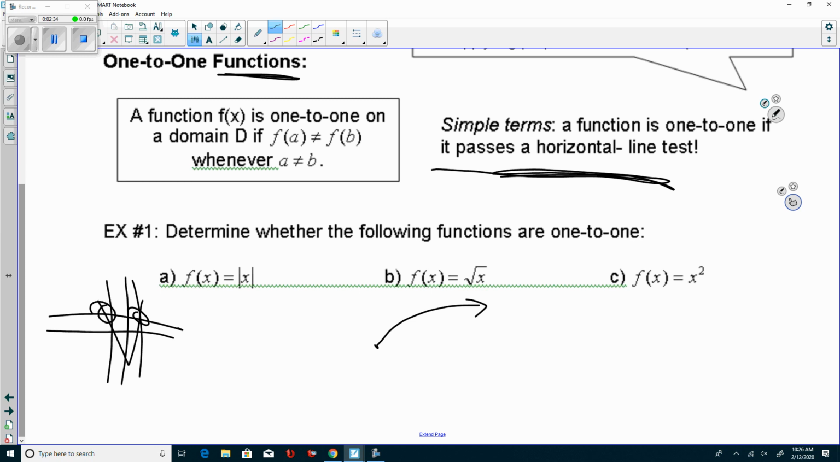X squared is a what? Parabola. Nice and easy, right? Any x squared, that's what it's going to look like, something like that.